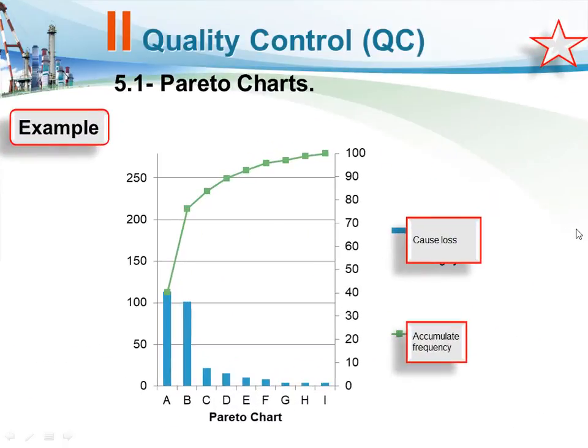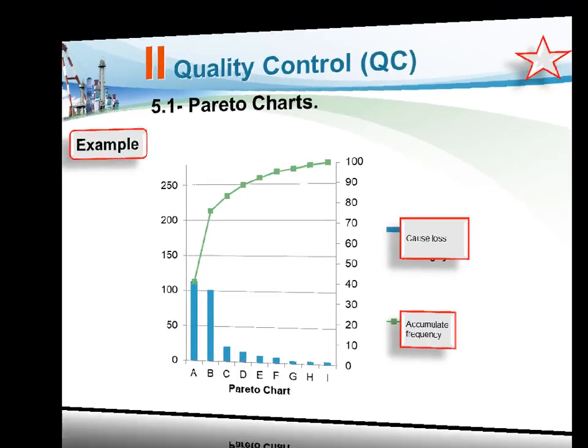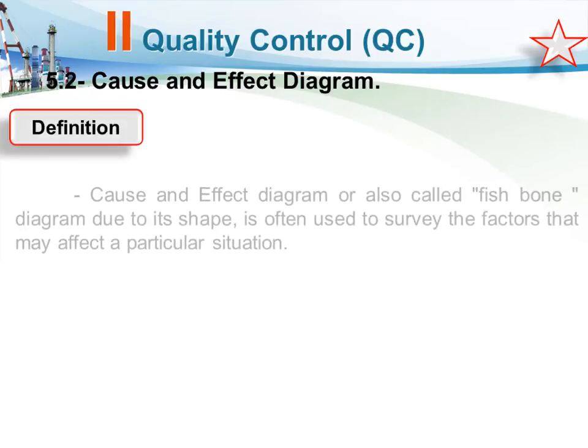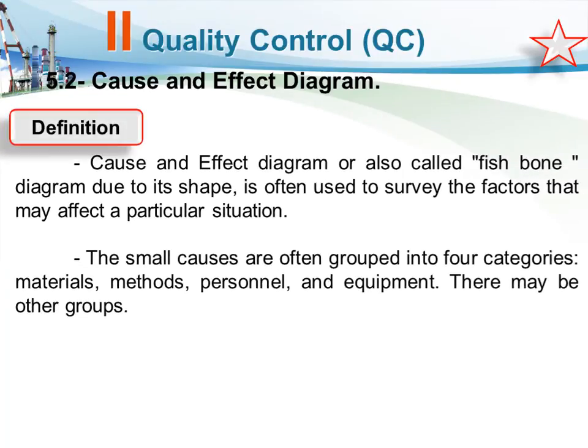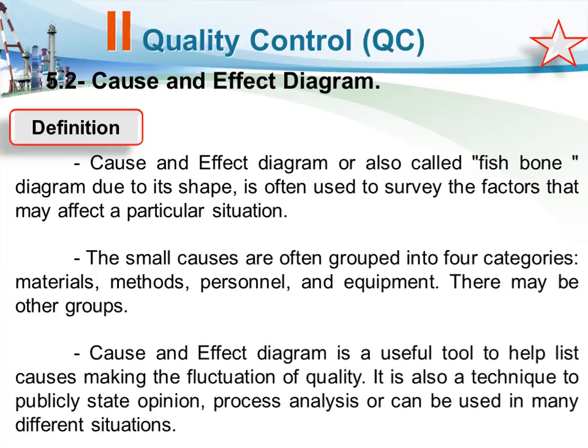Now we go to the second quality control tool, cause and effect diagram. Cause and effect diagram is also called fishbone diagram due to its shape. It is often used to survey the factors that may affect a particular situation. The small causes are often grouped into 4 categories: material, methods, personnel, and equipment. There may be other groups.